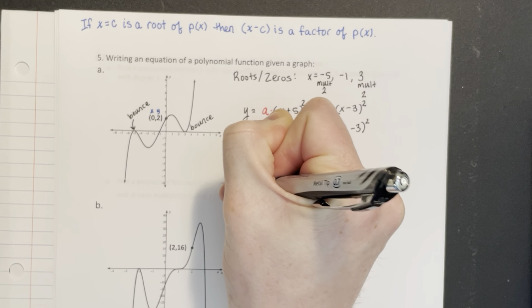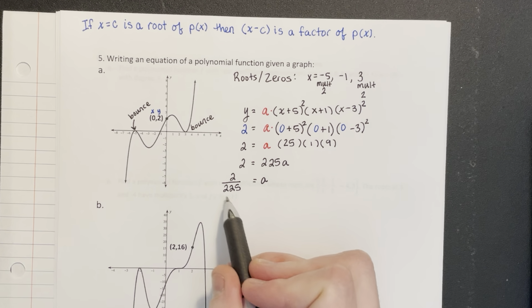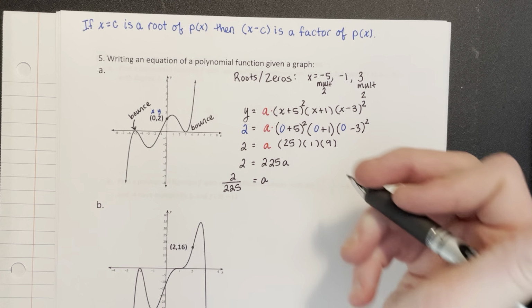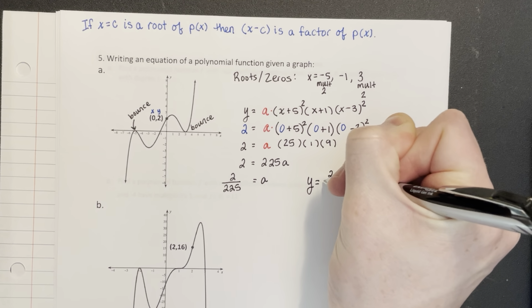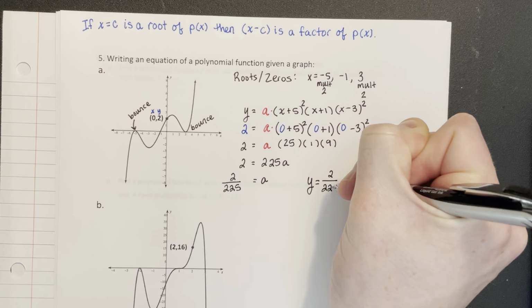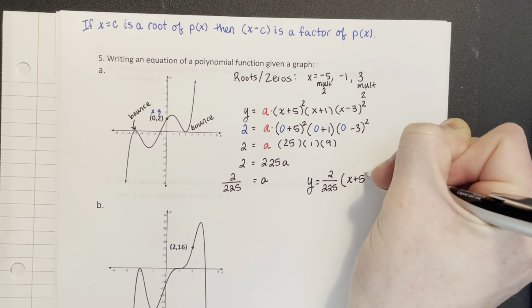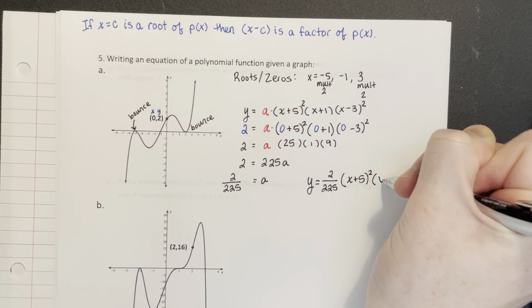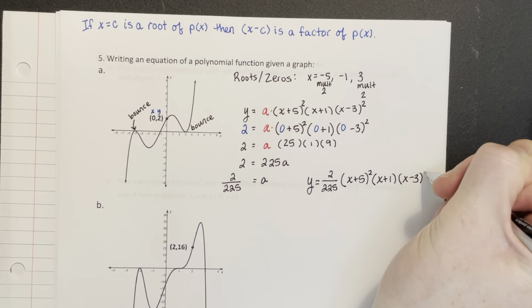2 over 225. And it doesn't have to be a nice number. It could be a really small decimal. It could just also stay this fraction since that won't reduce any. But we can now say that the actual polynomial is 2 over 225 x plus 5 squared, x plus 1, and x minus 3 squared.